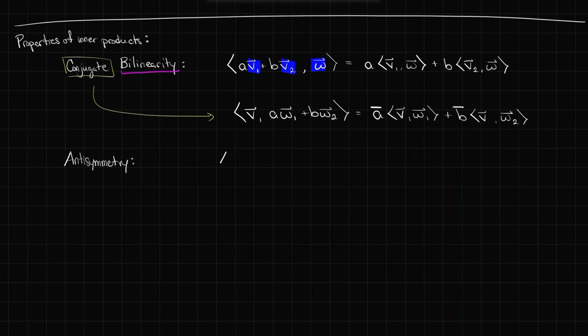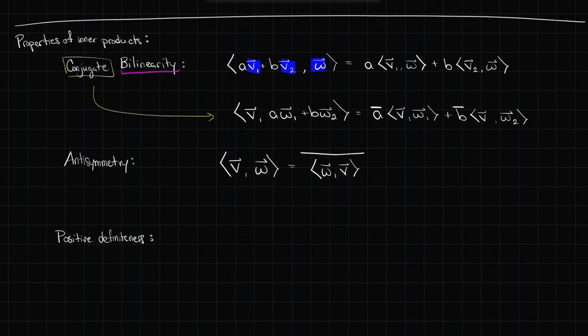which is where we have that the inner product of two vectors v and w is conjugate to me trading their places, w and v. So symmetry would be flipping them around and recovering what I started with. Antisymmetry, we have a complex conjugate on the right-hand side. And the last property is called positive definiteness.